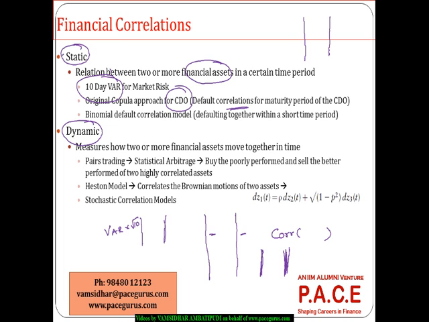So the correlation could be defined on a static basis, or it could be on a dynamic basis. That means on a daily basis, I would be seeing whether the correlation has really improved, worsened, gone up, gone down, between two or more financial assets, how they are changing on a daily basis, on a regular basis. That is what we are calling dynamic correlation.